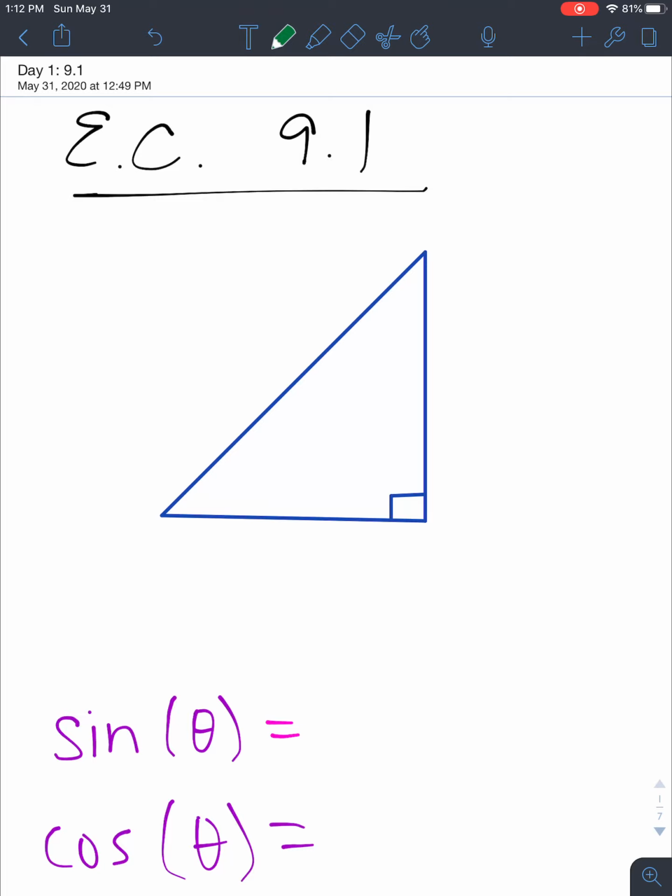So what we have here is a right triangle, which just means that there's at least one 90-degree angle. If you remember a few things about right triangles, the interior angles, so this angle plus your right angle, always equals 180 degrees. And we'll come back to that later in this unit.